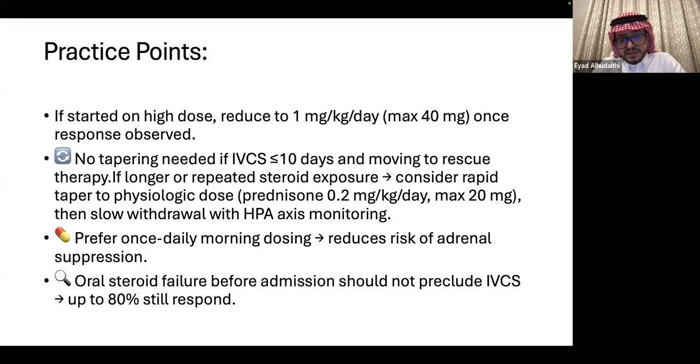And during my practice, I found that we go only to BID dose if we find that the patient has a high Bucay that's driven by the night symptom. So if the night symptom is what's making the Bucay high, we might go for the BID dose. But overall, we go only for the OD dose. The oral steroid failure before admission should not preclude IV corticosteroid, as up to 80% still respond. So I hope we answered most of the questions.